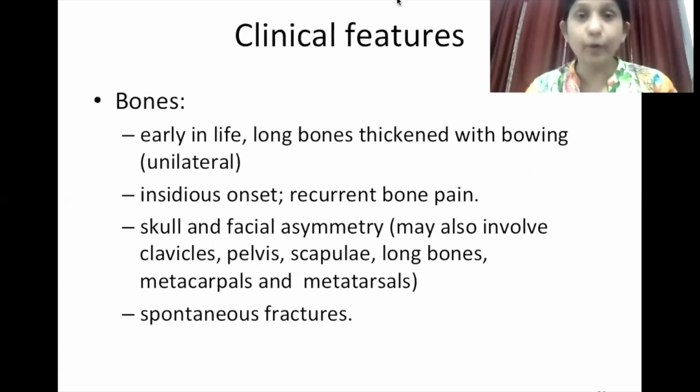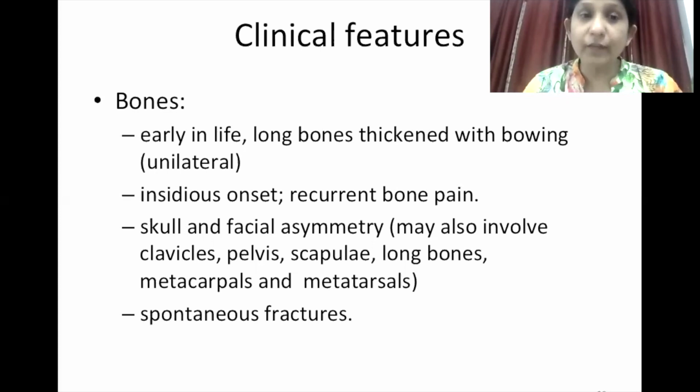Clinical features are very important. Depending upon which bone is affected, the maxilla can be affected or the mandible can be affected. Basically, the first change will happen in the osteoblasts, then comes the melanocytes and then endocrine disturbances. So the first thing is bones, osteoblasts. That means bone formation is going to be problematic. So in bones, it can affect early in life.